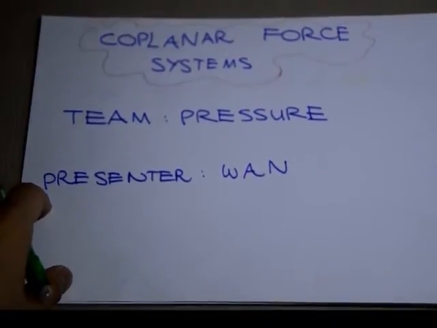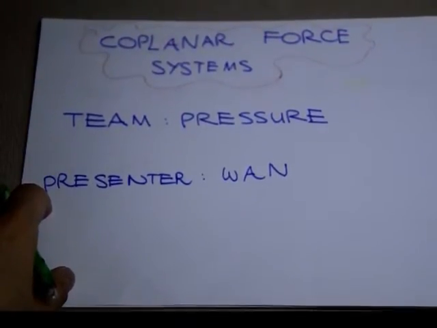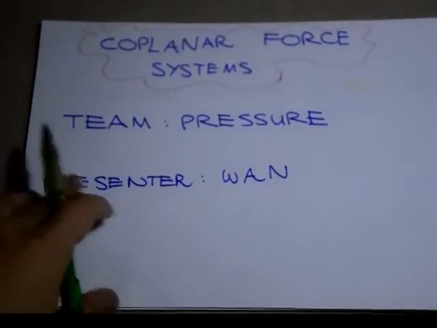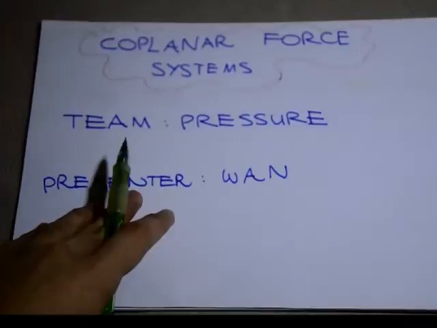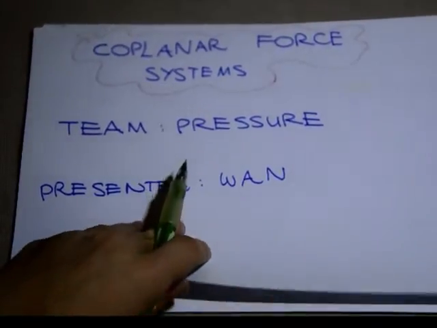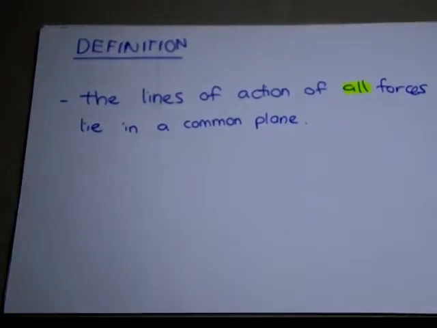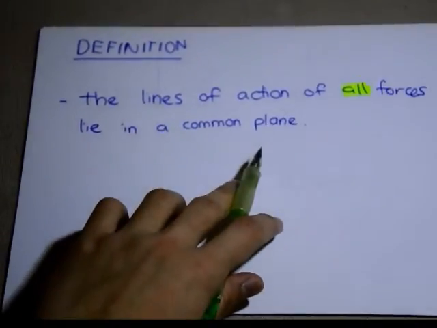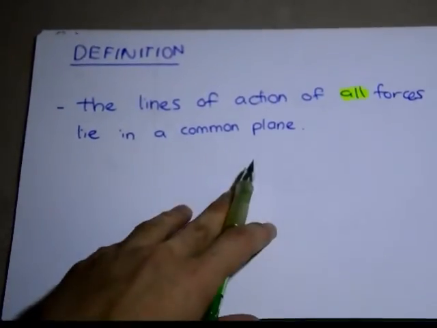Today I will explain one of the subtopics in Engineering Mechanics 1, which is Coplanar force system. What is coplanar force system? Let us look into its definition. Coplanar force system is the line of action of all forces lying in a common plane.